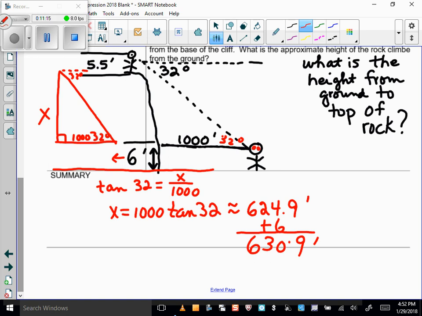You got to go through these problems and decide what information is relevant and what isn't. And that's how we did that problem.